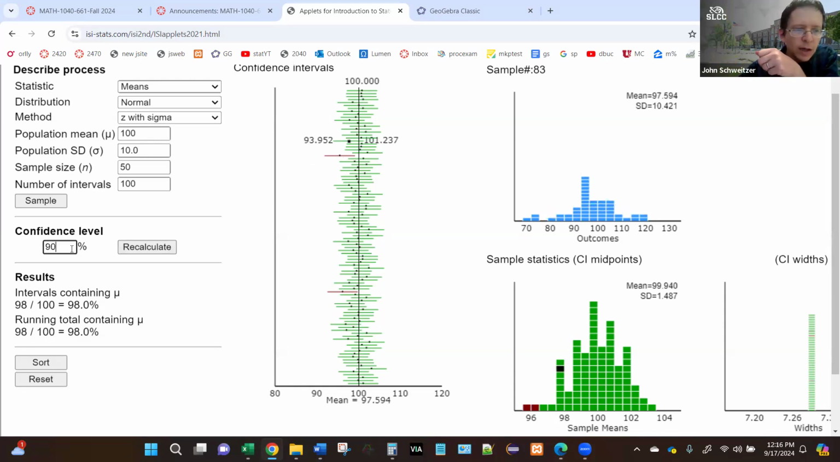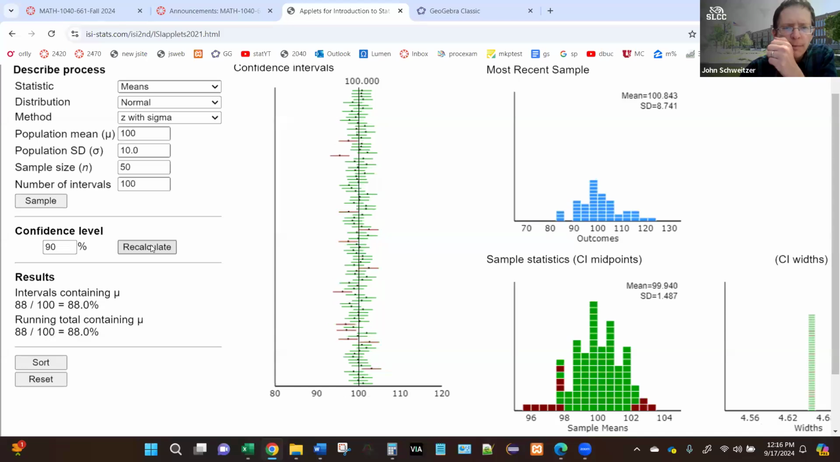Let's go to 90% confidence. Okay, so if we're less confident, then the interval should be narrower, right? So I'm going to hit the button, and I want you to watch those green lines shrink down a little bit. Did you see that? Okay, so the green lines shrink down, and we start getting more misses here, right?